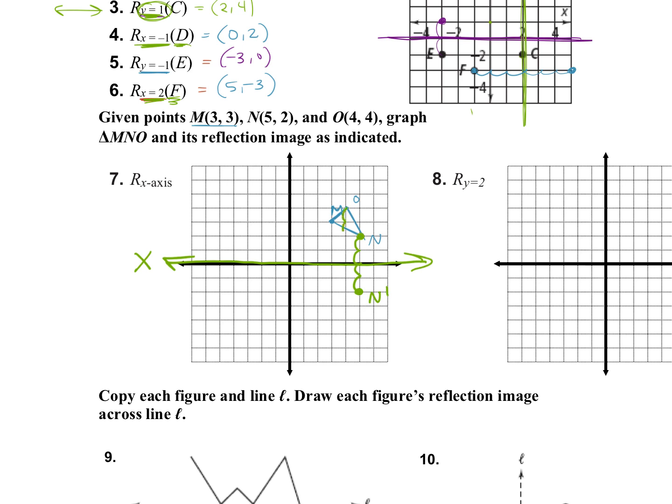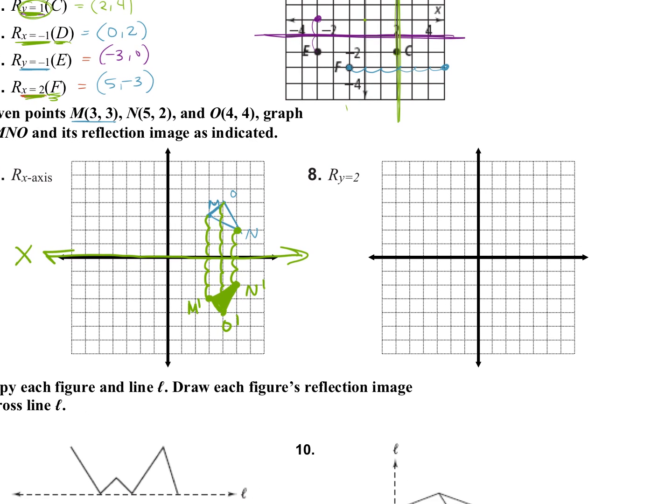Okay, same thing for O. O is currently 1, 2, 3, 4 above, so I'm gonna go 1, 2, 3, 4 below. And that's O prime. And then M is 1, 2, 3 above, so 1, 2, 3 below is M prime. And you get this triangle. So this is your new figure when you reflect over the x-axis. Does that make sense? Yeah. Think if I folded that graph on that x-axis, that's where it would be.